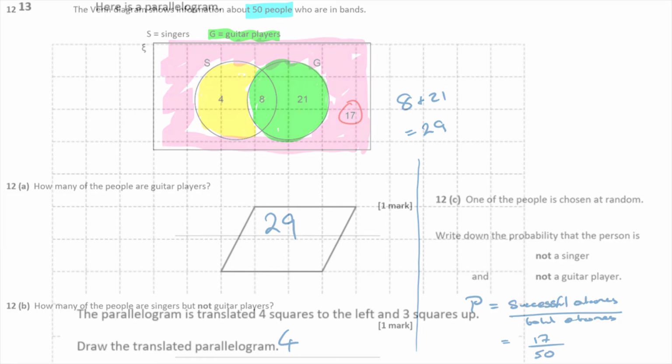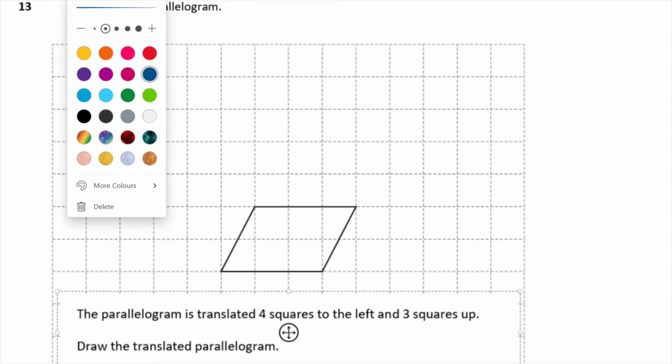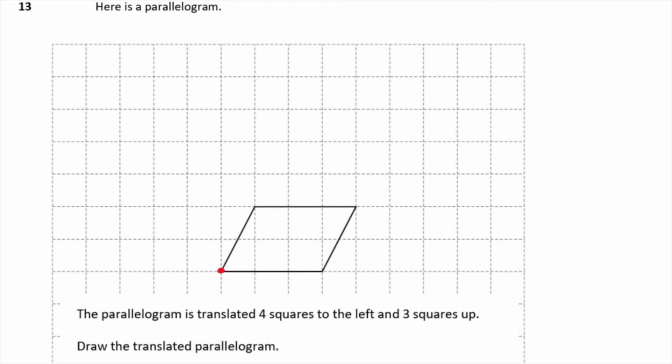17 over 50. Question 13. Here is a parallelogram. The parallelogram is translated 4 squares to the left and 3 squares up. Draw the translated parallelogram. Okay, what I'm going to do is take each of the corners of my shape and translate each one to find where its image points go. So I need to go 4 squares to the left and 3 squares up. So I'm going to take each corner and do that.